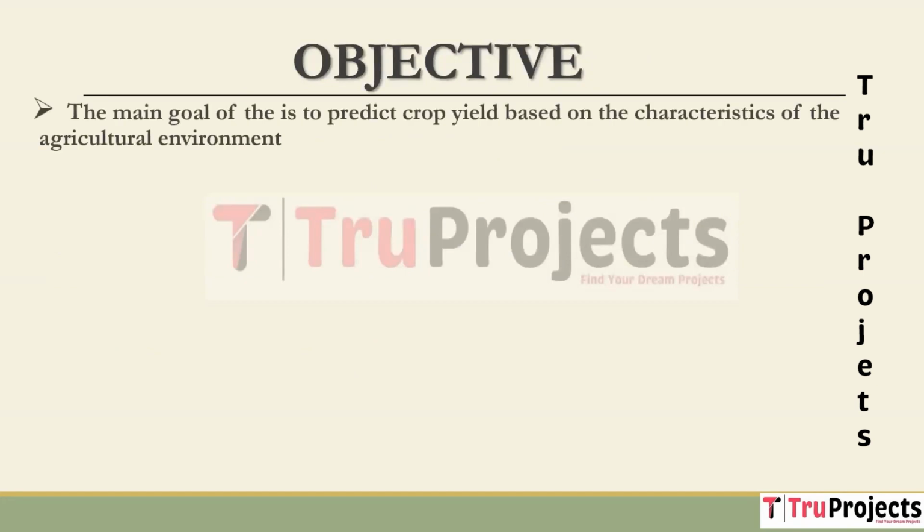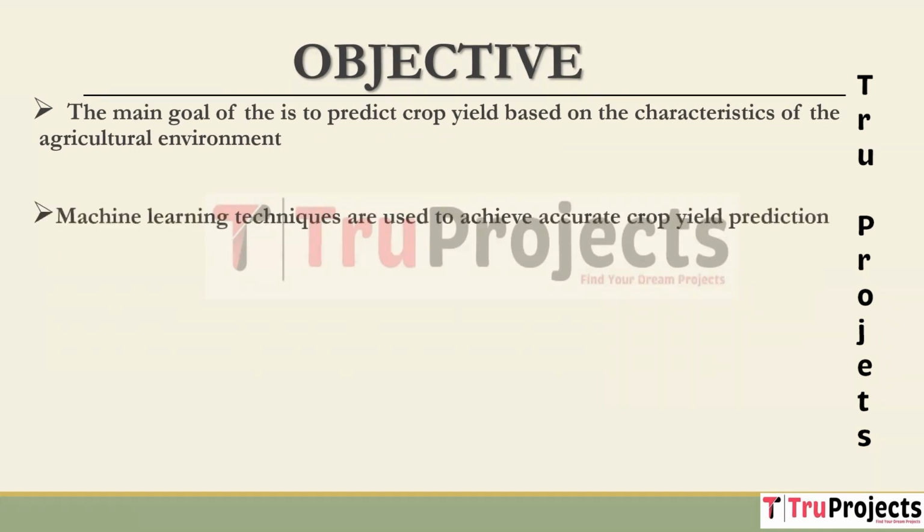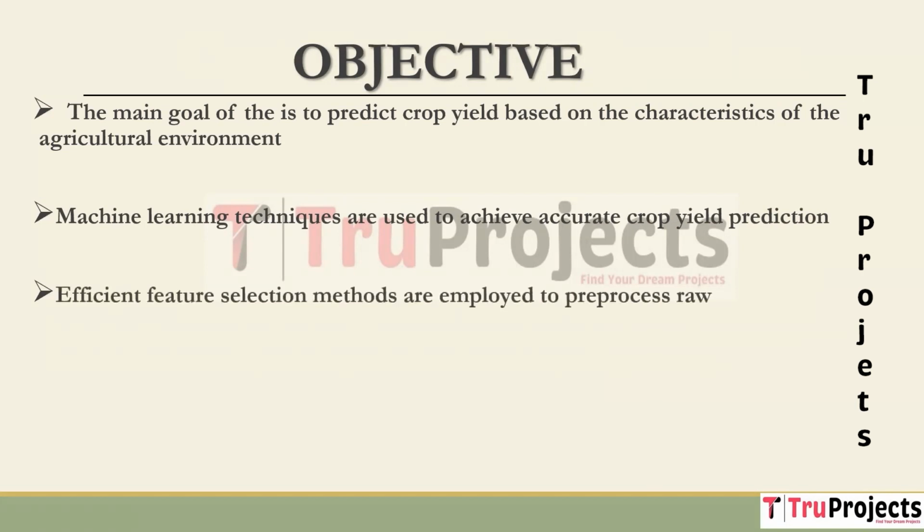Objective. The main goal of this project is to predict crop yield based on the characteristics of agriculture environment, including soil and environmental conditions such as rainfall, humidity, and temperature. Machine learning techniques are aimed to achieve accurate crop yield prediction, taking into account the rapid changes in environmental conditions that make it challenging for farmers to make informed decisions. Effective feature selection methods are employed to pre-process raw data and ensure that only relevant features are included in the machine learning model, reducing redundancies and improving accuracy.